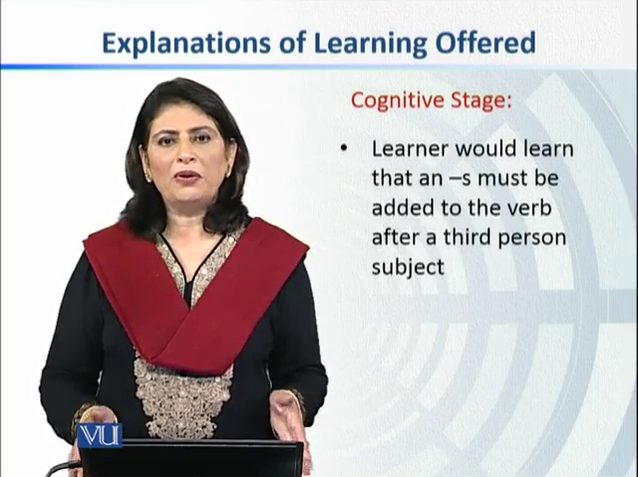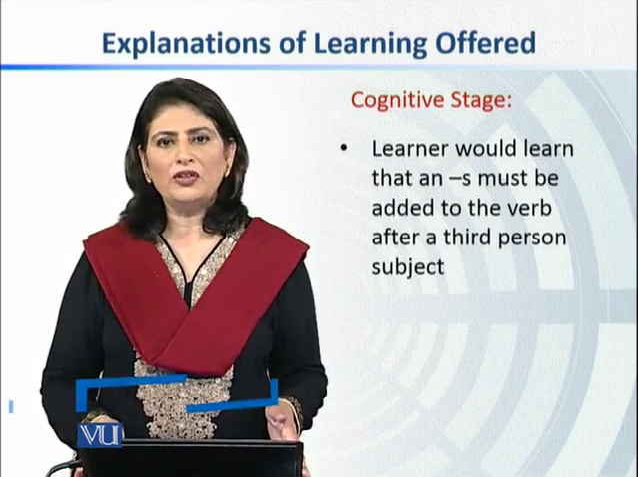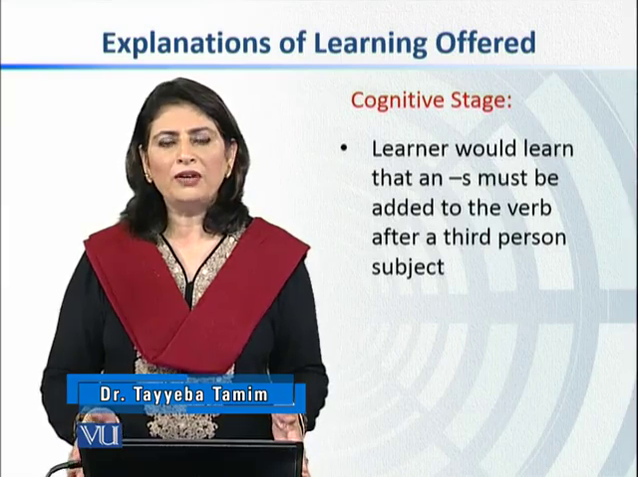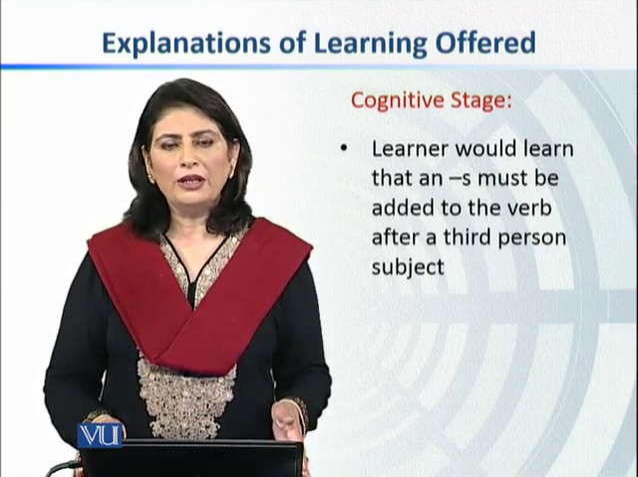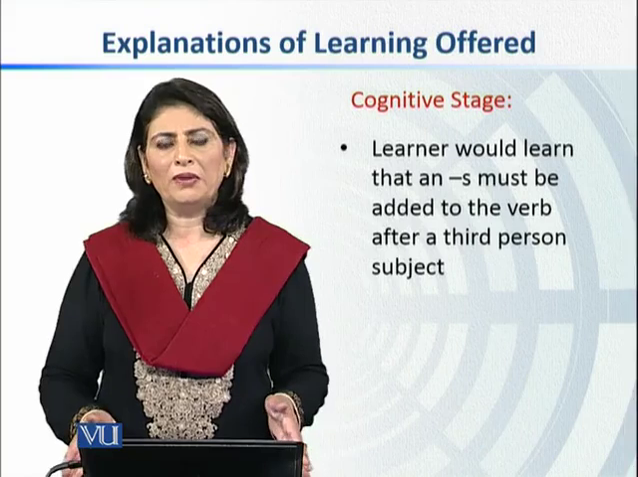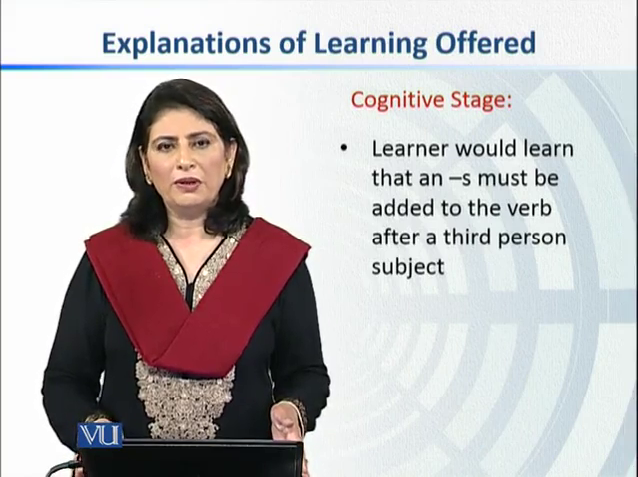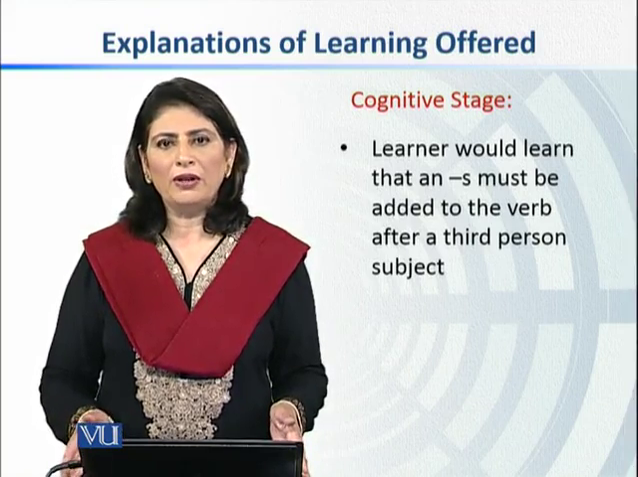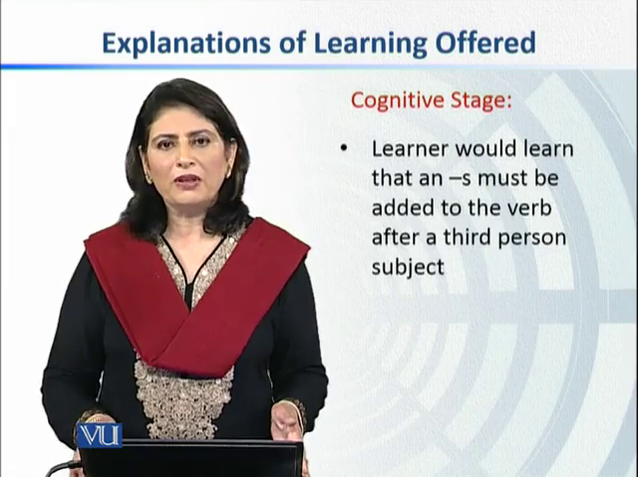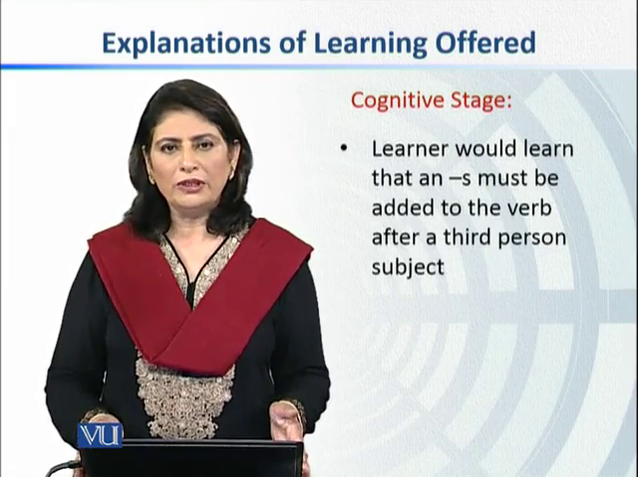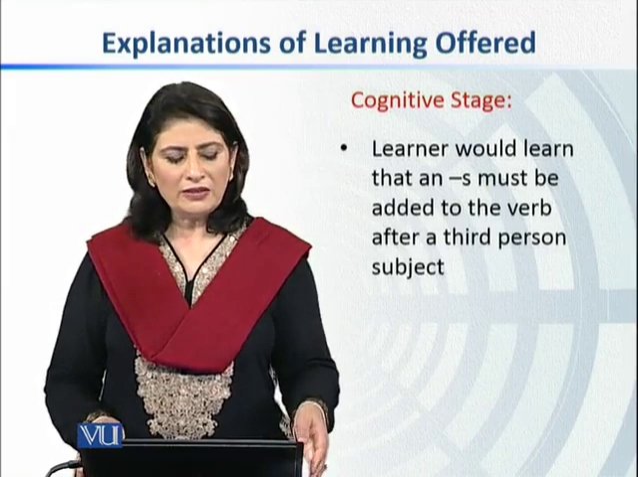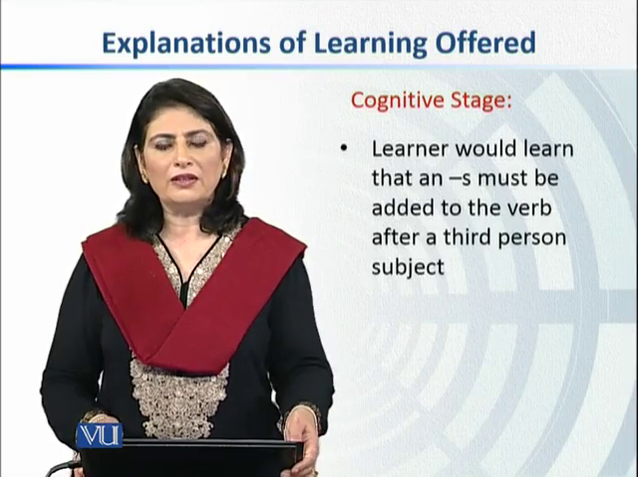S, the noun can be turned into a plural. Or the child is taught that whenever a verb comes after a third person, like he or she, they have to use a plural form of a verb. Like, for instance, whenever we talk about he, it will be gives or never give, or she gives, not give. So this is the rule that you have presented to the child and the child has learned. So this is the stage that Anderson says is the cognitive stage.